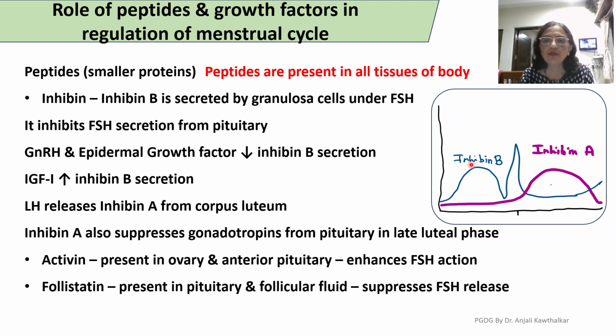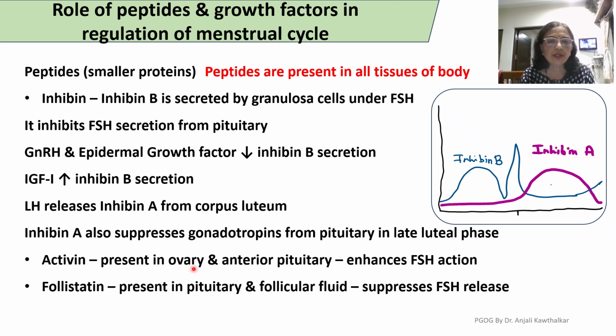Blue is the graph for inhibin B, and purple is the graph for inhibin A, which is exclusively present in the second half of the cycle, whereas inhibin B is mainly present in the first half. It is easier to remember pictorially like this. Inhibin A also suppresses gonadotropins from the pituitary in the late luteal phase. Because of this inhibin A action, there is a fall in FSH as well as LH, leading to a fall in estrogen and progesterone, and that is how the next menstrual cycle starts unless conception takes place.